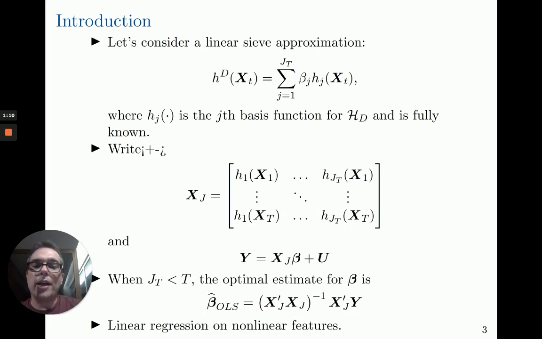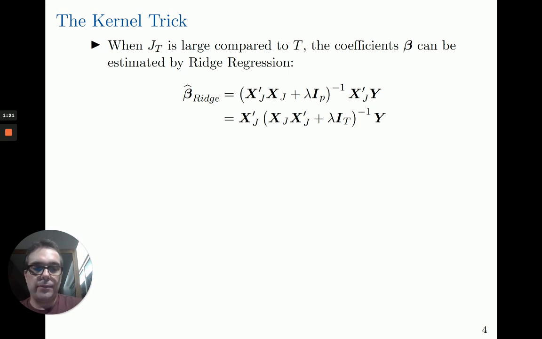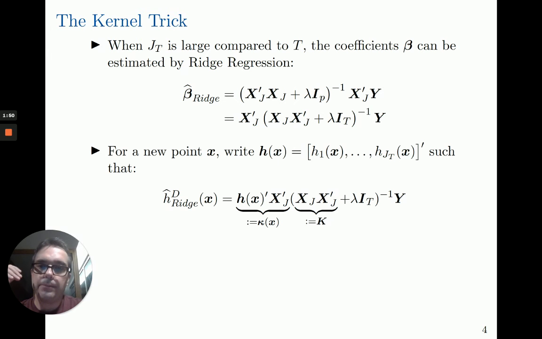So it's basically a linear regression on nonlinear features. We are transforming our variables with nonlinear transformations, these functions h, and we are applying OLS. But of course we can do ridge. We can estimate this by ridge, especially when J is large. And there is a nice way to write the model, rewriting it that way, and it's going to be clear why this is nice. These two forms are totally equivalent.